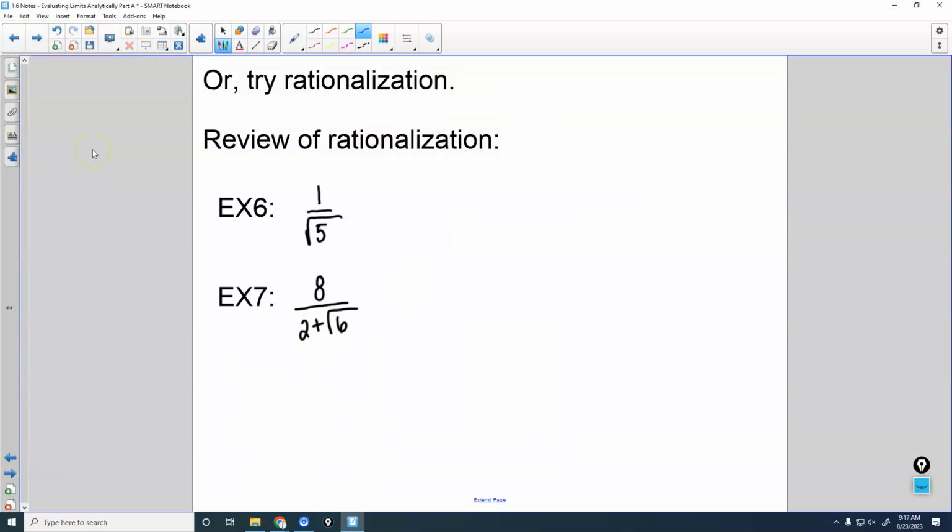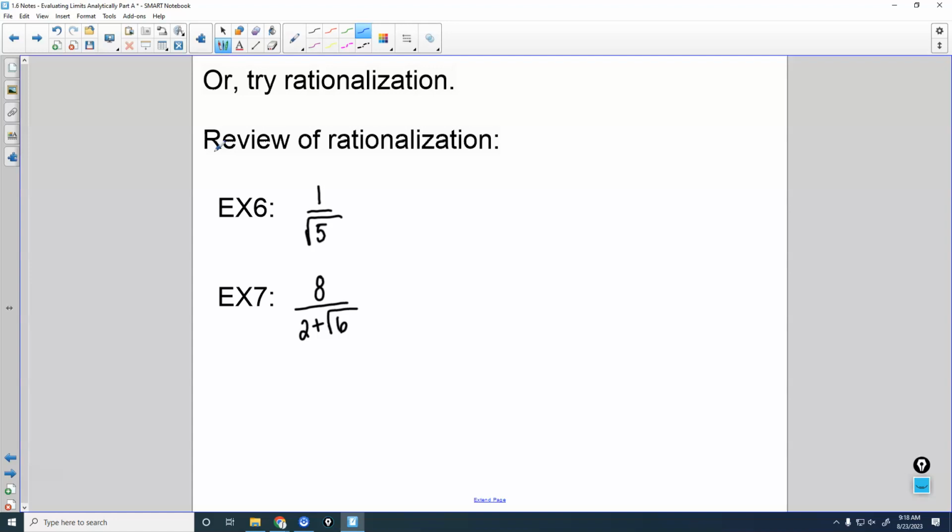Alright. Let's review rationalizing. We did this in pre-cal. In pre-cal, we said we can't have square roots in the bottom of a fraction, right? We would have to rationalize the denominator, which means we have to get square roots out of the bottom because they're not rational numbers. They're crazy decimals that go on forever. So I told you had to do that in pre-cal. The good news is, in calculus, on the free response questions, you never have to rationalize.